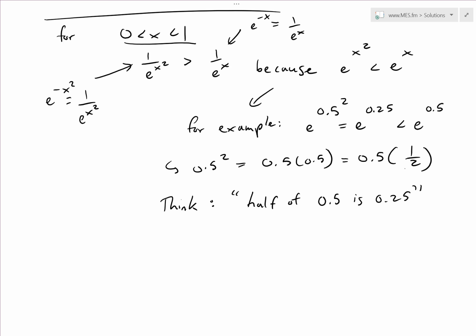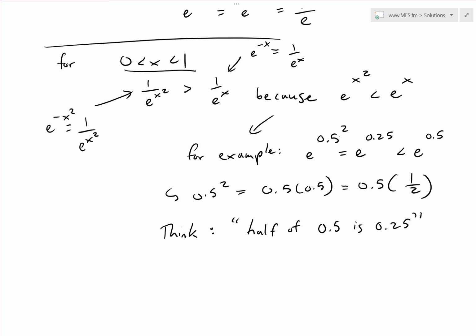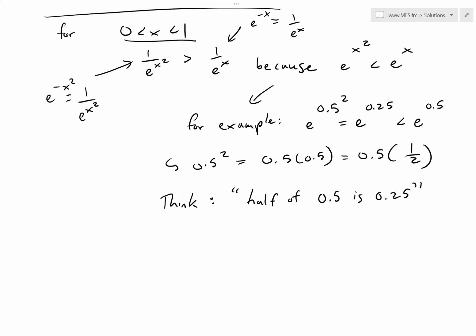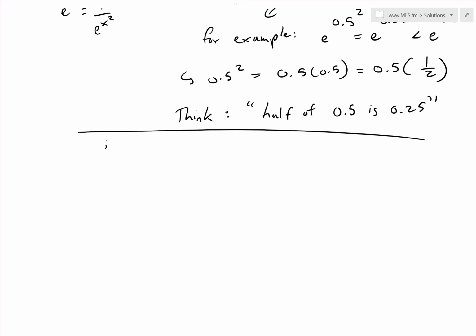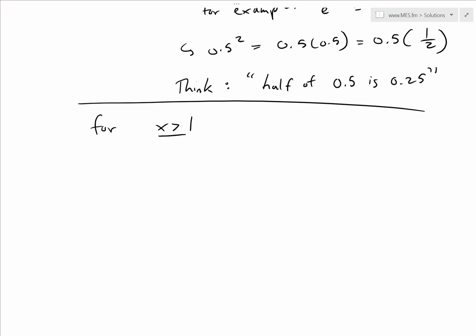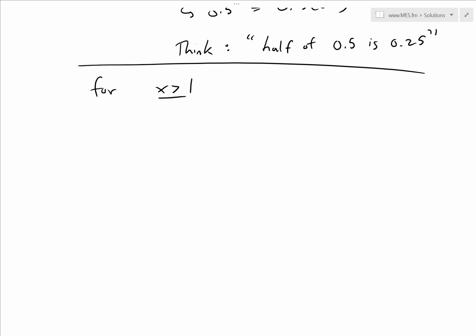That's pretty much what we're doing when we're squaring a fraction that is between 0 and 1. And obviously the opposite is the case when x is greater than 1. So for x greater than 1, 1 over e to the x squared is going to be less than 1 over e to the x. The reason is that e to the x squared is greater than e to the x, so it's the opposite of the previous case.